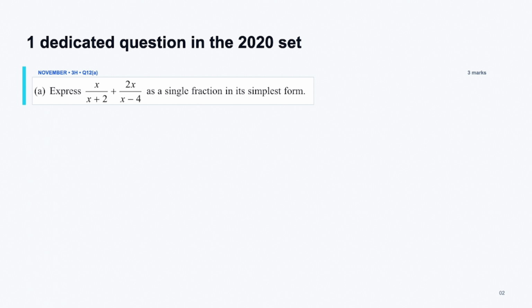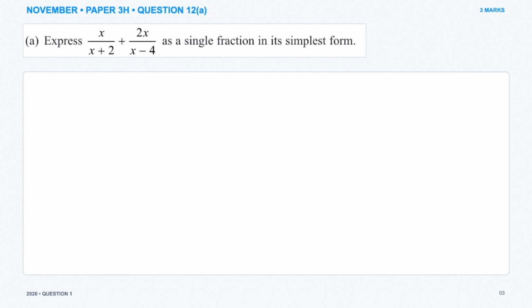For the 2020 set, there's only one question about algebraic fractions as the summer ones were cancelled. This is question 12A in November, the third higher paper. Without further ado, let's go.